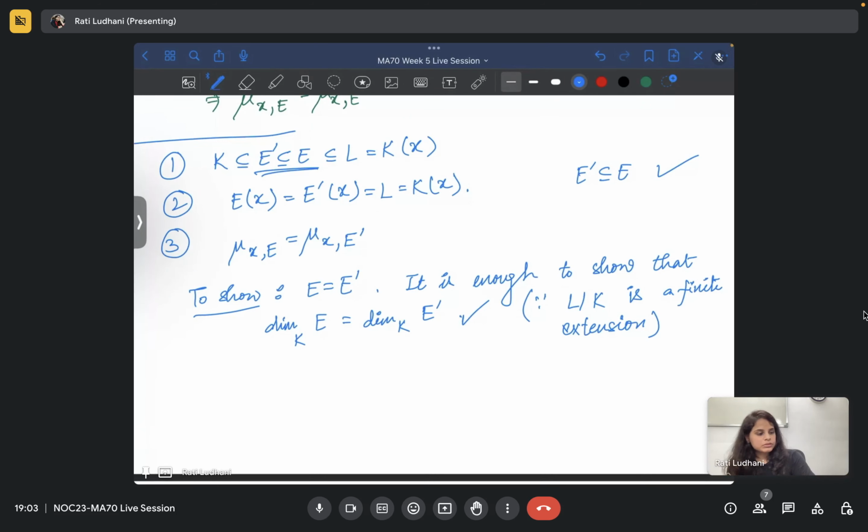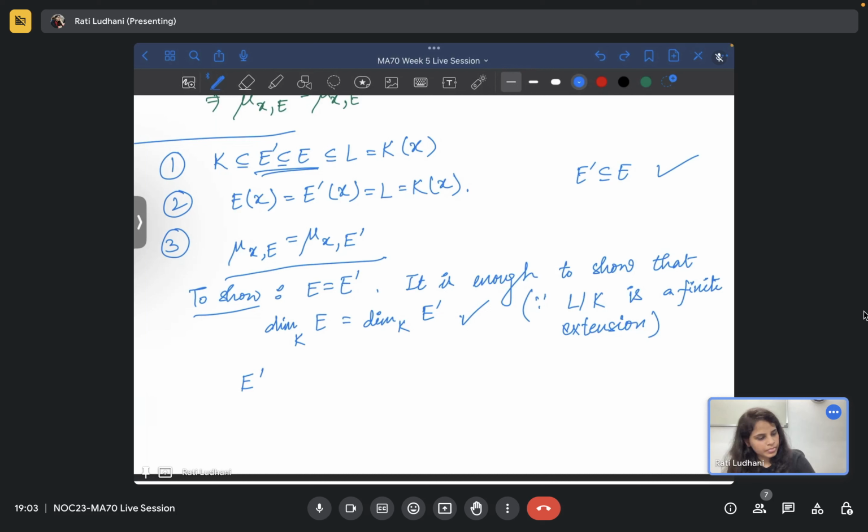So, okay, when you see the dimensions E over K and E dash over K, what we can do, we have the minimal polynomial thing also. So we can use this epsilon, sorry, evaluation thing. So what I mean to say: now your fields are E dash and E.